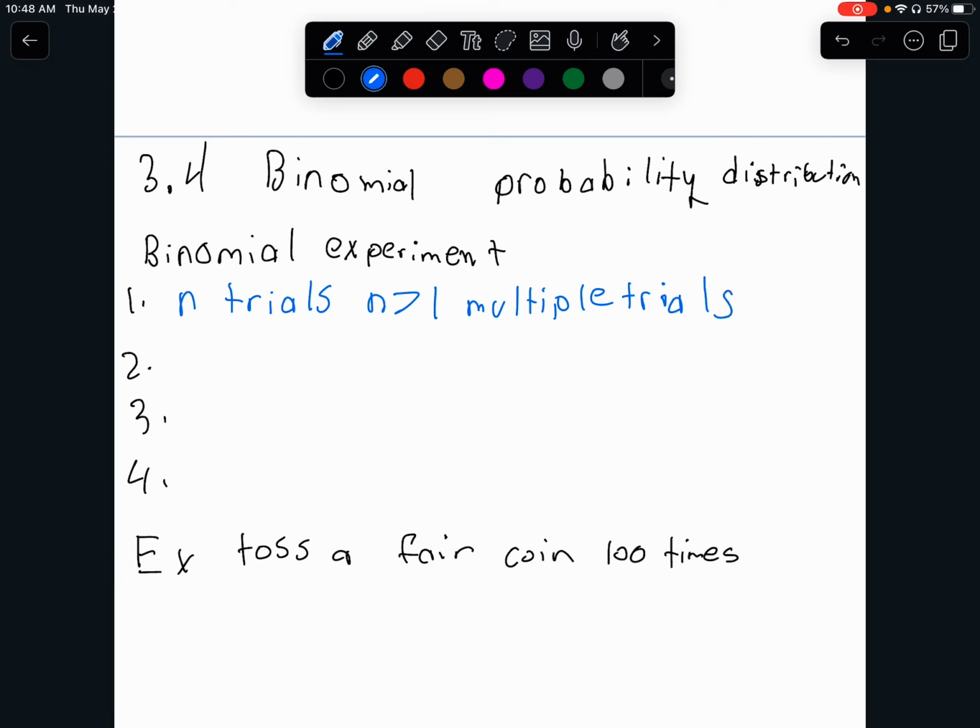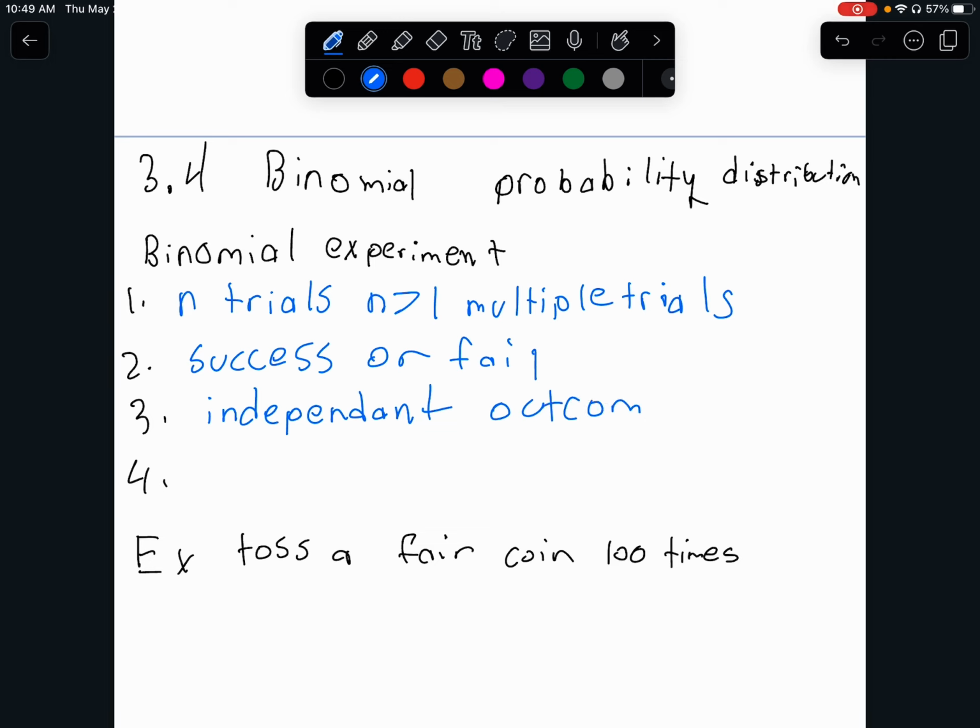Each trial has two outcomes, either a success or a failure. It's kind of like our Bernoulli, but instead of heads or tails, it's success or failure. The outcomes are independent from each other. And our last one, the probability is constant for each trial.